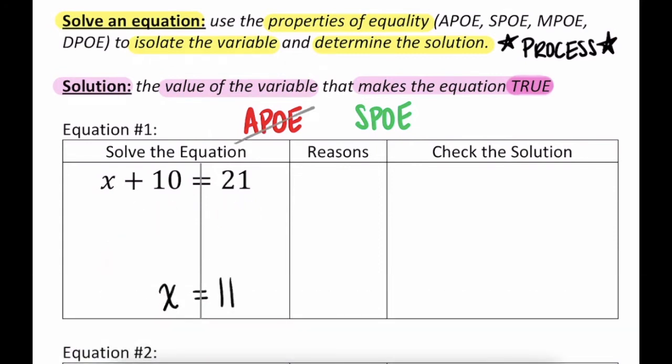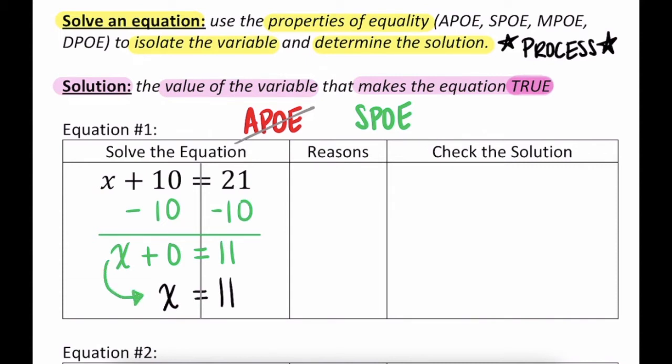So let's try the subtraction property of equality. If I subtract 10 from both sides of the equation, what does it look like after I simplify? Well, I'm still left with x. 10 minus 10 is 0, and 21 minus 10 is 11. And I can simplify x plus 0 to just x, because anything plus 0 is itself. So now I have solved the equation.